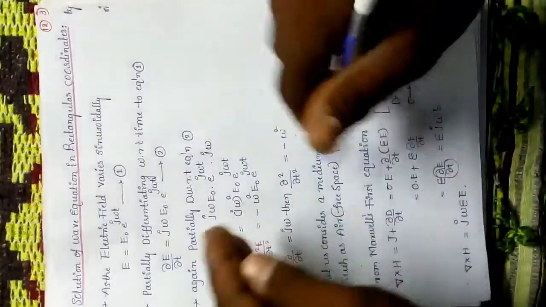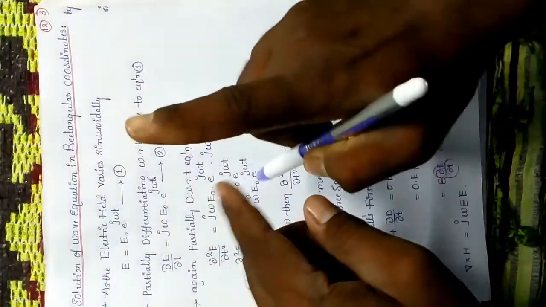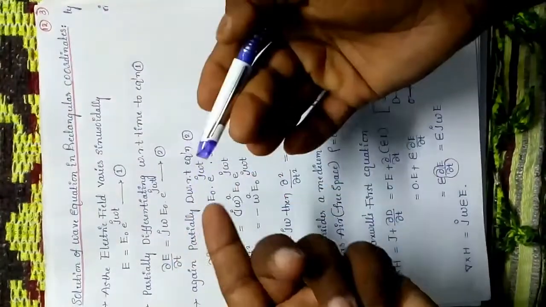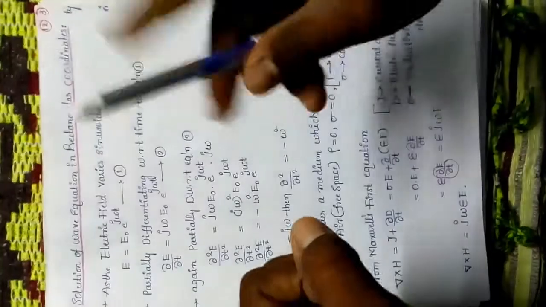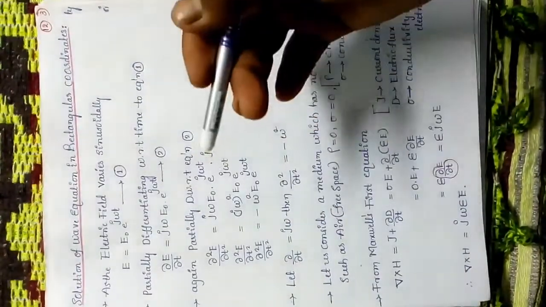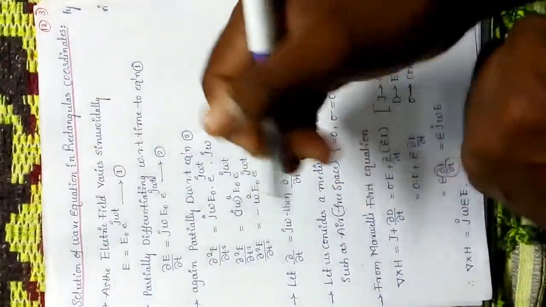Okay, so after these assumptions, let us consider a medium which has no free charges, that means free space, such as air. That's why rho is equal to 0 and sigma is equal to 0.